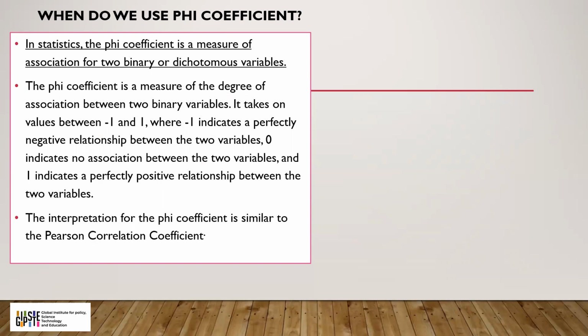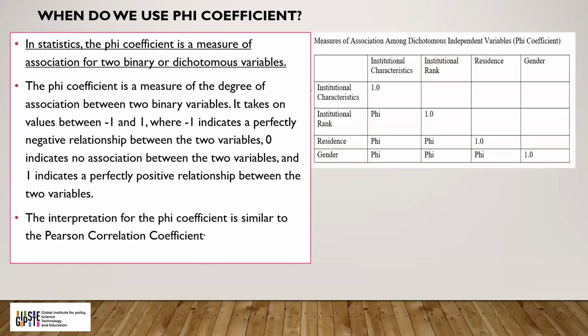It takes on values between -1 and 1, where -1 indicates a perfectly negative relationship between the 2 variables, 0 indicates no association between the 2 variables, and 1 indicates a perfectly positive relationship between the 2 variables. The interpretation of the phi coefficient is similar to Pearson's correlation coefficient. So the same interpretation for Pearson's applies to the phi. For a measure of association among dichotomous variables, you have to use phi.